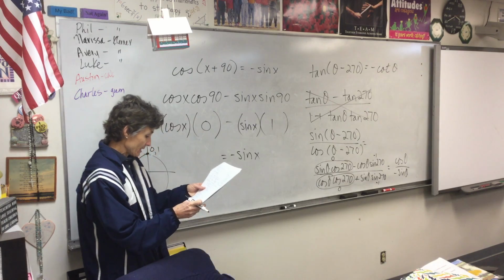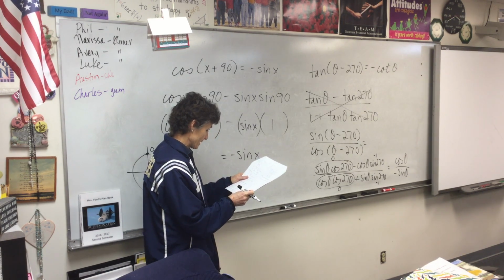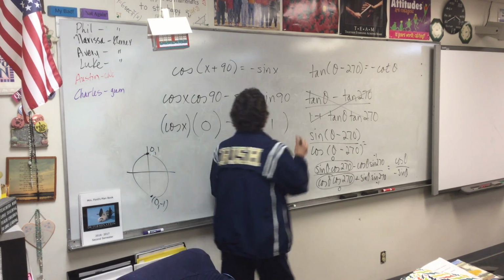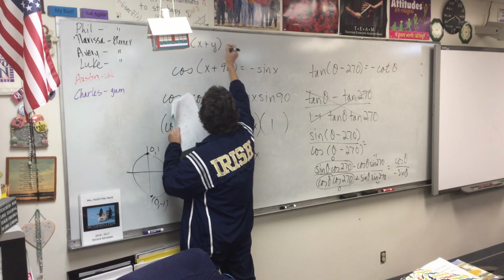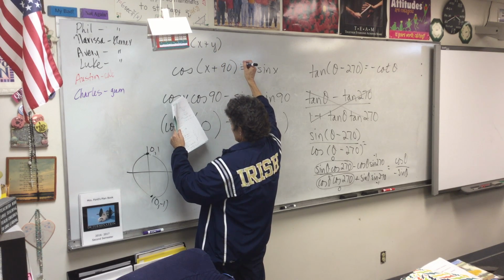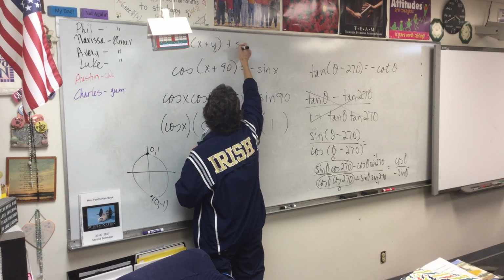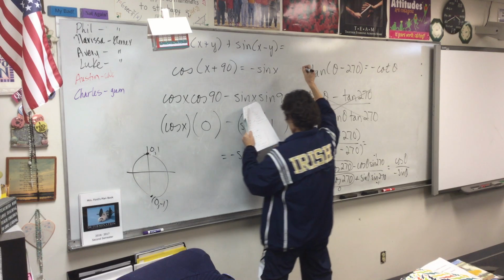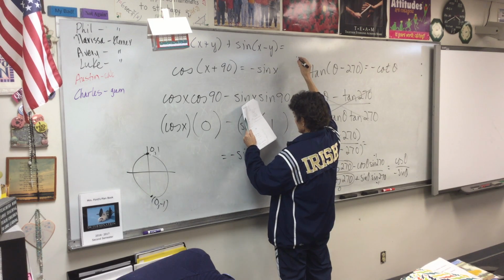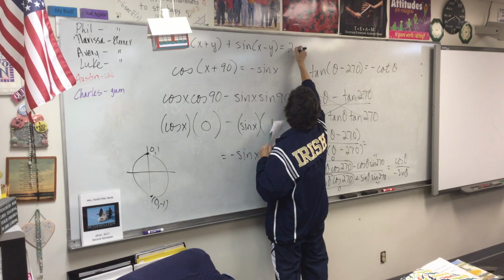All right, I can't read that last one. Can anybody? Mine's cut off. Sin x plus y. Is that what it is? Sine x plus y, plus sin x minus y equals 2 sin x. Is it plus sine x minus y? Yeah. Now, you realize if we can't read it, what is it? 2 sine x cosine y.